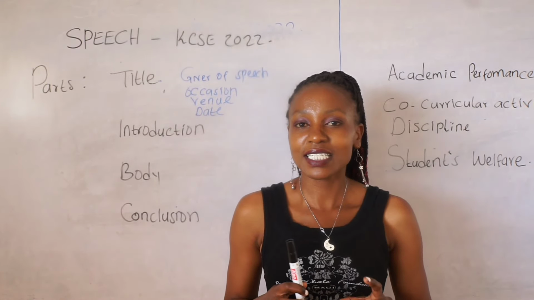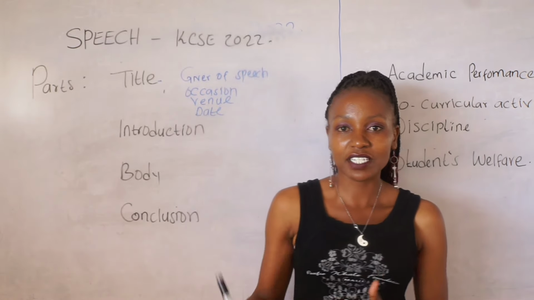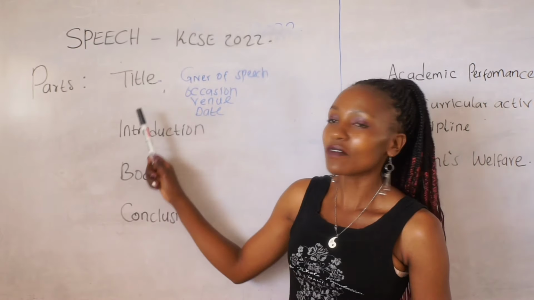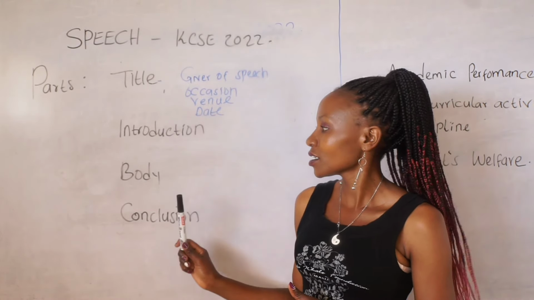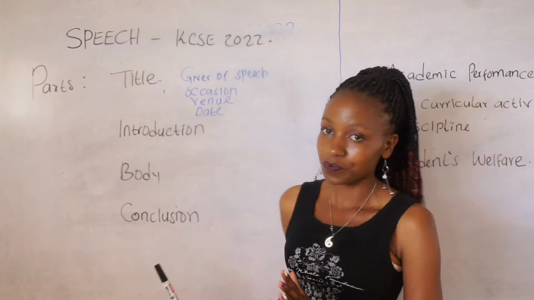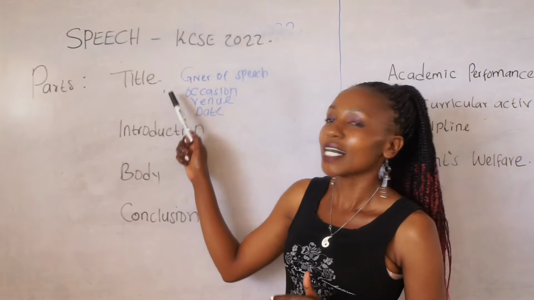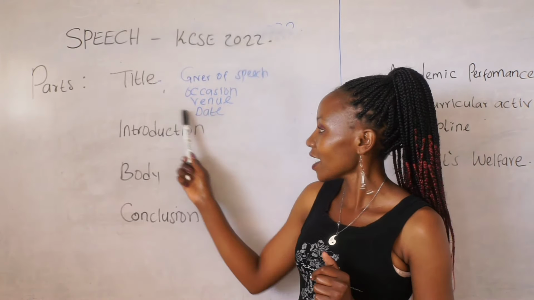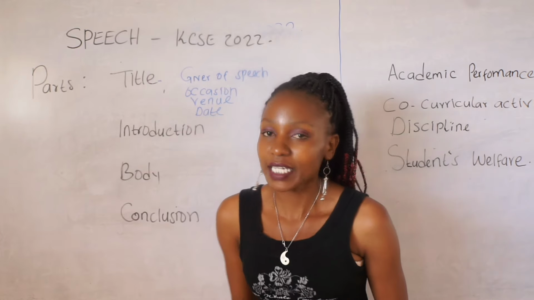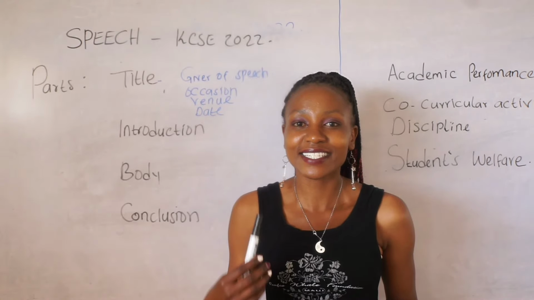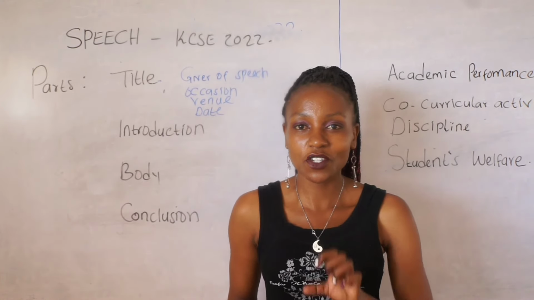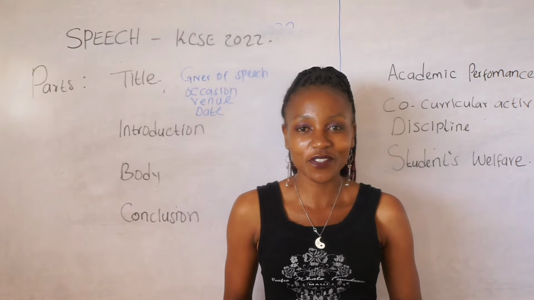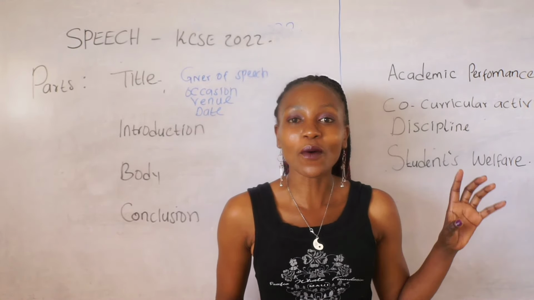A speech is just like an essay based on set books. It has several parts, and we have the title, the introduction, the body, and the conclusion. In most cases, the essay based on set books doesn't have a title, but then it has these three parts. Quickly, I'm going to give you what each part entails. Before we begin, a speech was tested in the year 2022, and we are going to use the same question in this video as our reference.